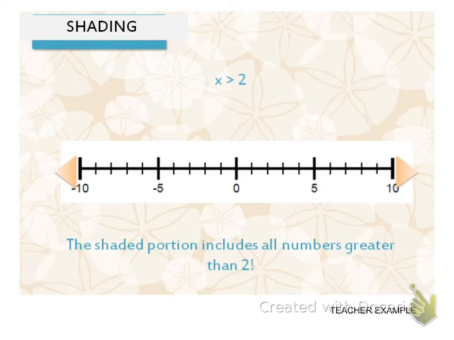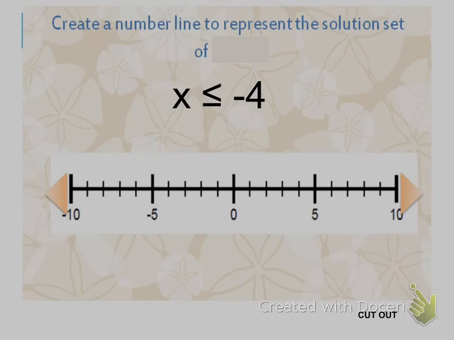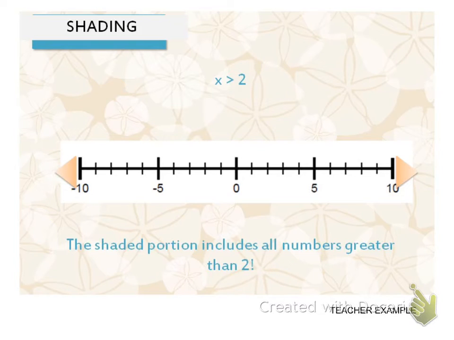Okay, so if I gave you this inequality, x is greater than 2. First of all, we need to identify what number to put our circle on. What number are we going to put it on? 2. The number 2. So it's going to go right here. Oops, sorry, that's wrong. Let's try that again.